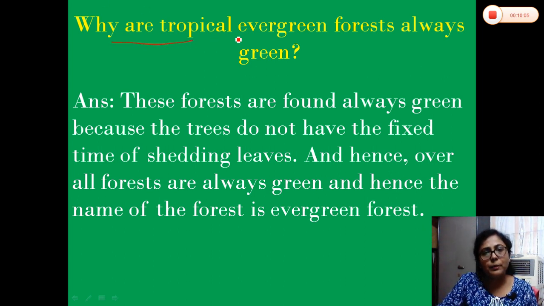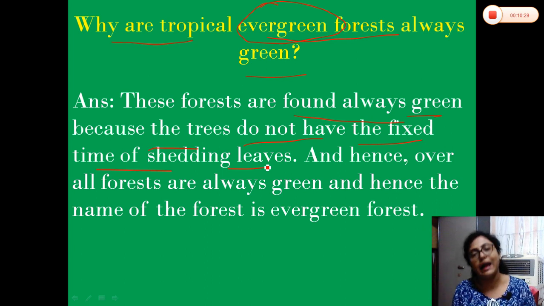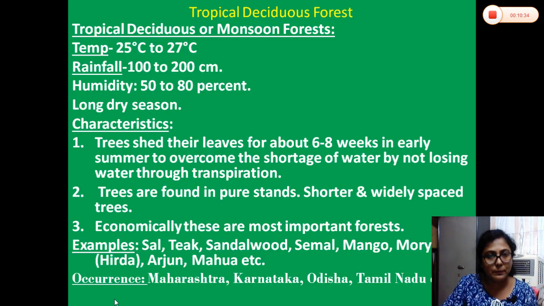Now, why are tropical evergreen forests always green? Why is it called evergreen forest? Because the trees are found always green since the trees do not have a fixed time of shedding the leaves. Why are they looking always green? Because they don't have any fixed time to shed their leaves. Different plants are shedding their leaves at different times in the year. That's why they look always green. Now I am going to discuss the second forest, that is the tropical deciduous forest.